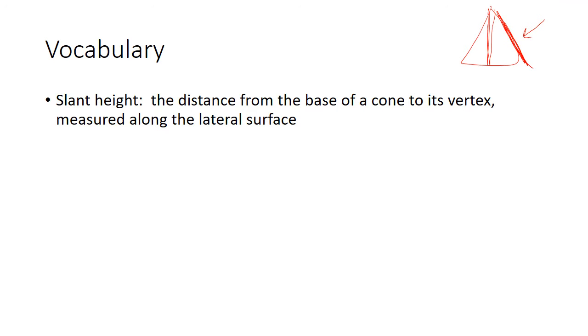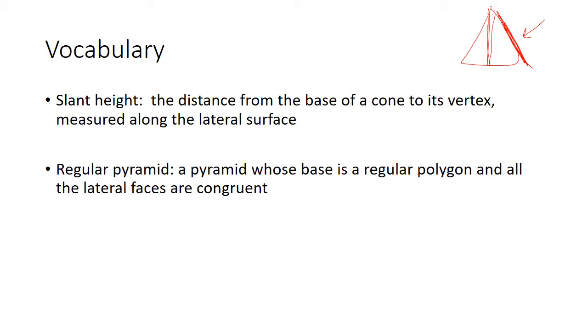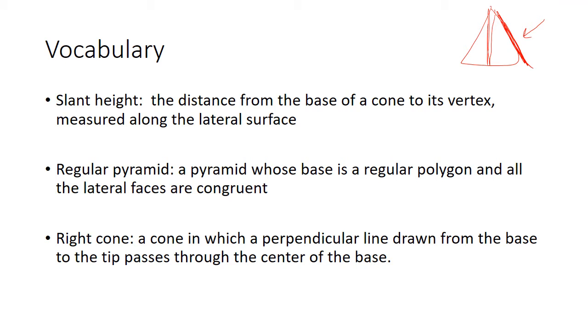That's your slant height. A regular pyramid is any pyramid whose base is a regular polygon. So that could be a rectangle or a square or a triangle, any of those. And then the lateral faces have to be congruent, so it can't be a funky shaped pyramid. And a right cone is one where it's straight up and down, so that if you dropped a line from the top of your cone, that line would go to the center of the base. So those are the only ones we're going to be working with, regular pyramids and right cones. If the shape is slightly different from that, then we're not going to be finding the surface area of those, because that would change the formulas a little bit.